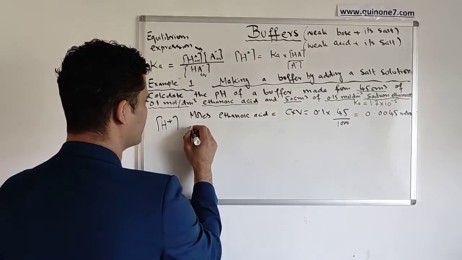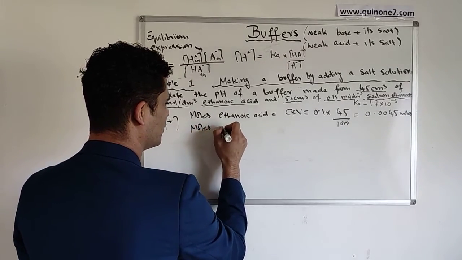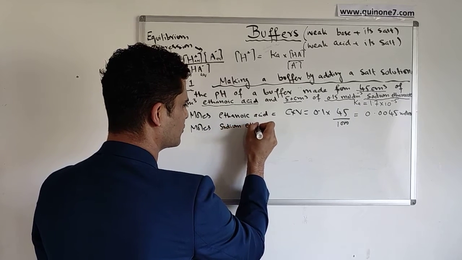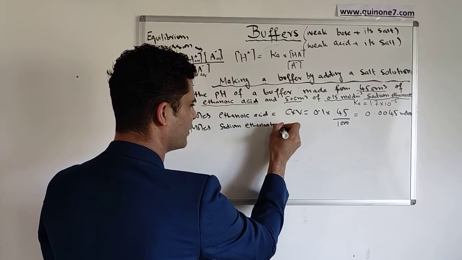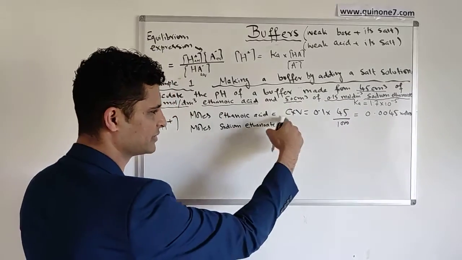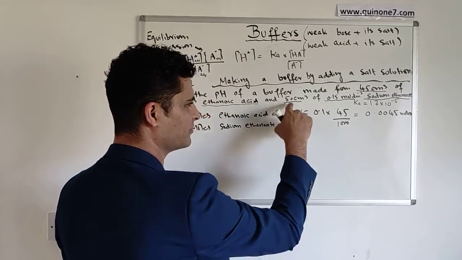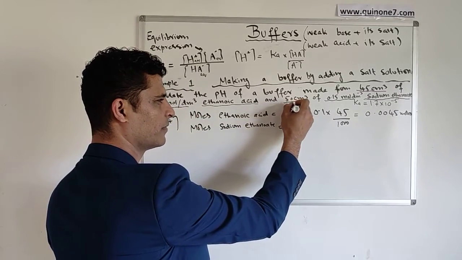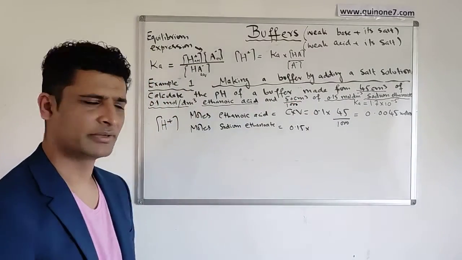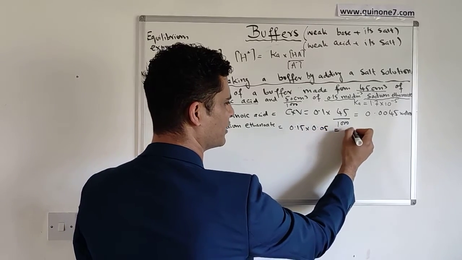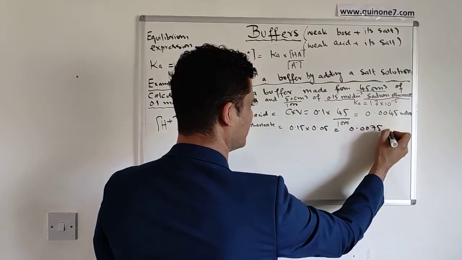Then you have the moles of sodium ethanoate, and the formula is C into V again. You have 0.15 times the volume converted into dm cubed by dividing by 1000, and you will have 0.05, and that will be 0.0075 moles.